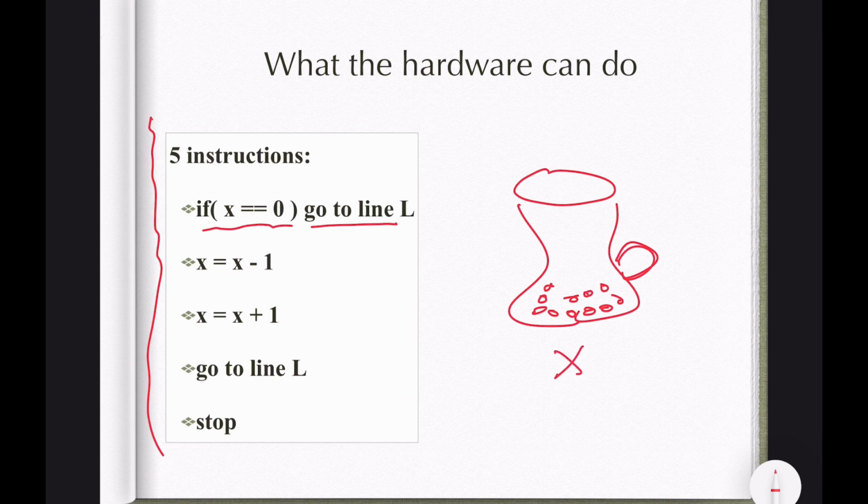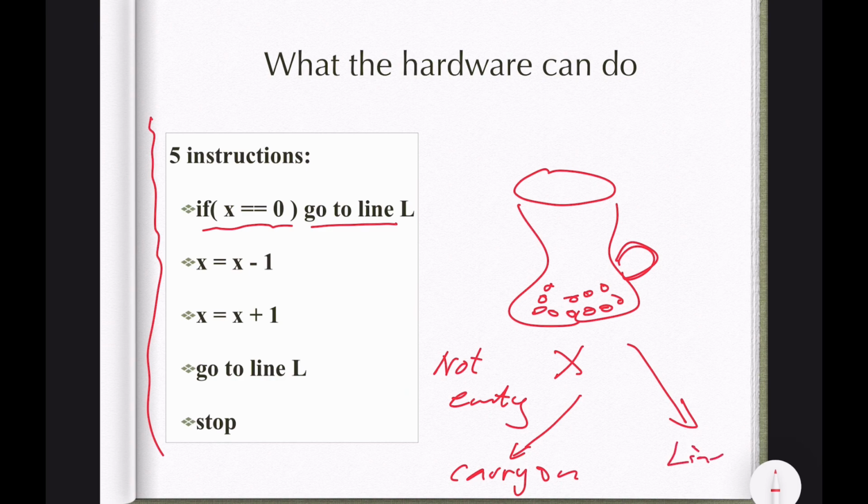Then this instruction will check if your container is empty or not. If it's not empty, it will run the following instruction, so carry on. Otherwise, you will move to line L. As simple as that. That is what this instruction means.